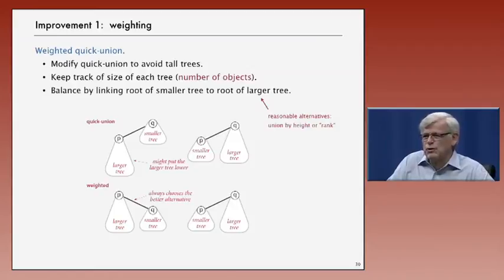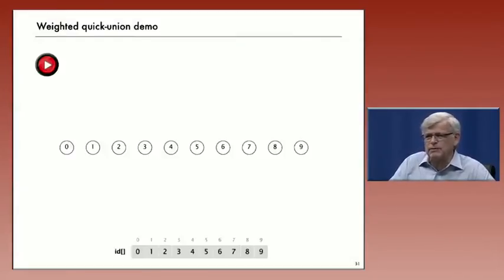What we'll do is keep track of the number of objects in each tree, and then we'll maintain balance by always making sure that we link the root of the smaller tree to the root of the larger tree. So we avoid this first situation here where we put the larger tree lower. In the weighted algorithm, we always put the smaller tree lower. Let's see how we implement that. Let's see a demo first.